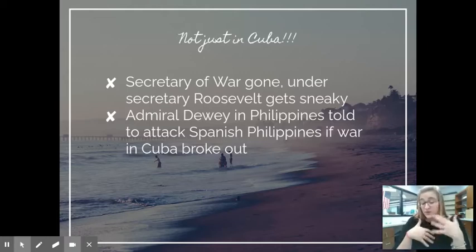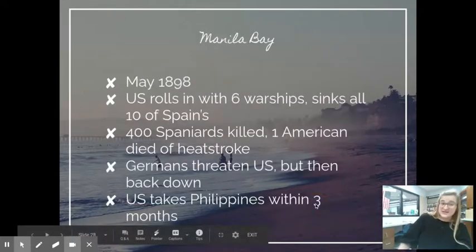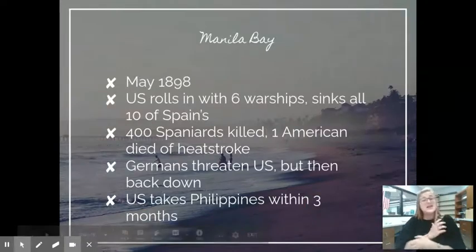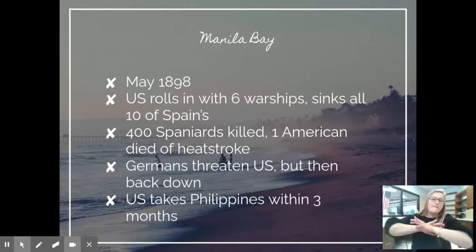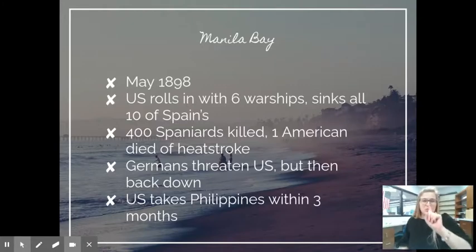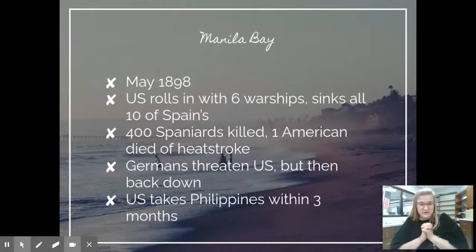McKinley subsequently said, yeah, I agree with that. So when war breaks out in Cuba, the American military attacks the Spanish in the Philippines as well. This all happens in an area of the Philippines called Manila Bay in May, about a month after the war breaks out in Cuba. So the U.S. rolls in with 6 warships, beats up on Spain. A bunch of Spaniards die, and then 1 American dies, and it wasn't from Spain's firearm or attack. It was from heat stroke.